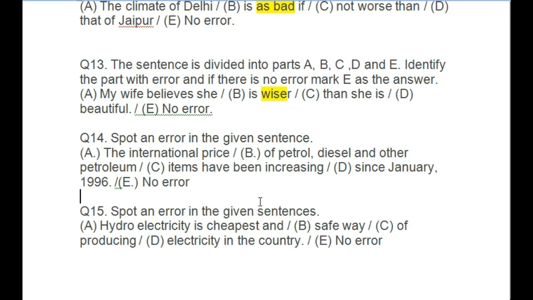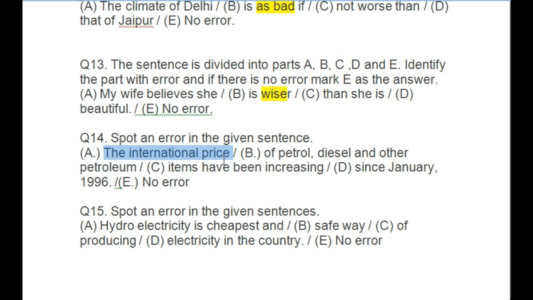Okay, next. The international price of petrol, diesel, and other petroleum items have been increasing since January. Again, a long subject, but we have to find the subject in the sentence. Something has been increasing. So what has been or what have been increasing? Either the petrol, diesel, or other petroleum items, or the international price. So this is the international price of these items.